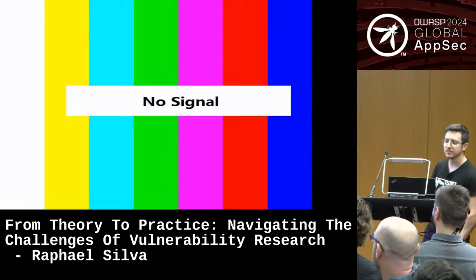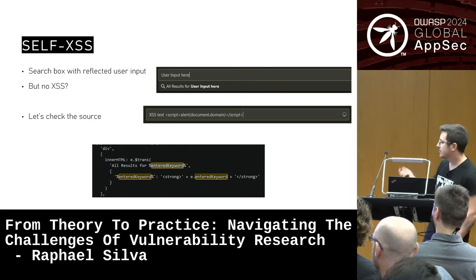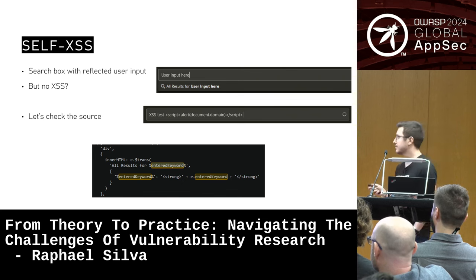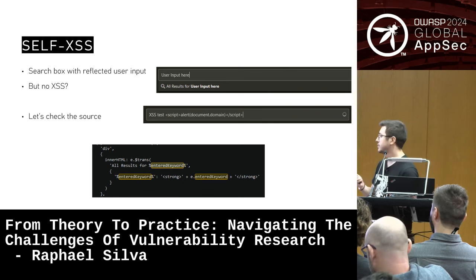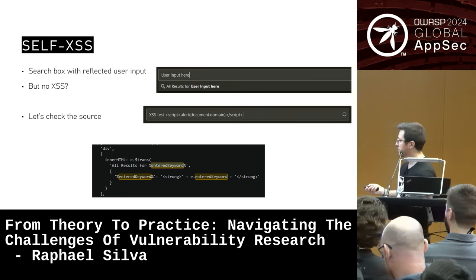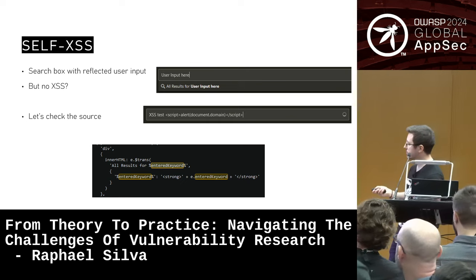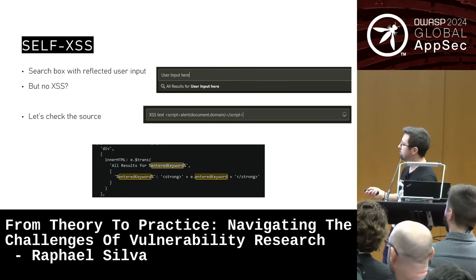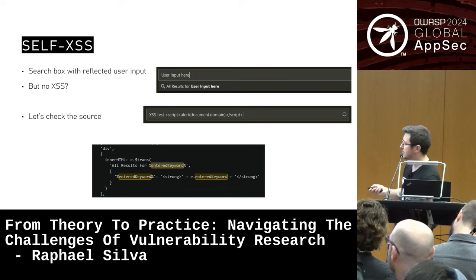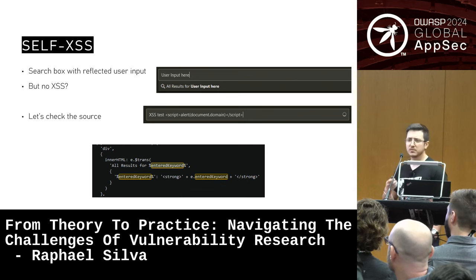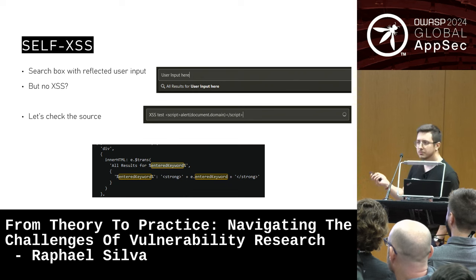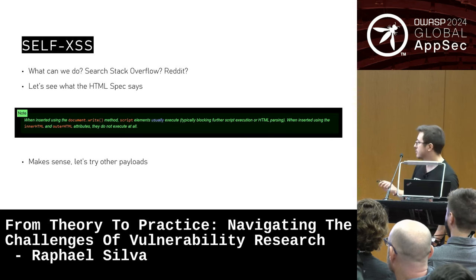Let's check the source. When we start looking through the source, it's a bit of a confusing application, but we eventually find it, and we can see that in this case, if we search for the keywords, we can find this piece of code. And here we can see that it's going through an innerHTML. And here I started thinking, okay, maybe this innerHTML actually had something to do with why this is not working. So let's research it.